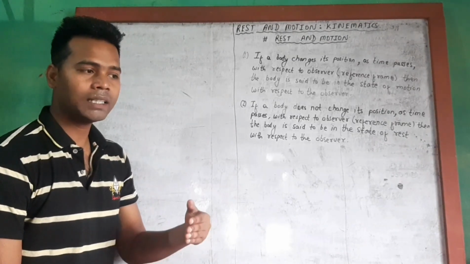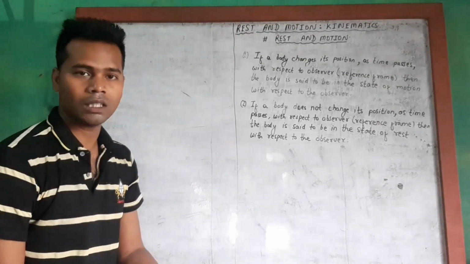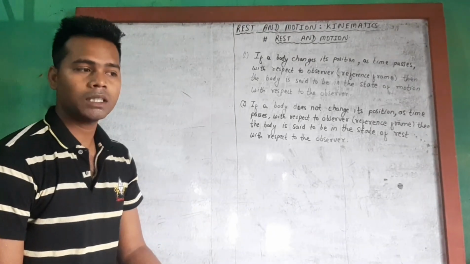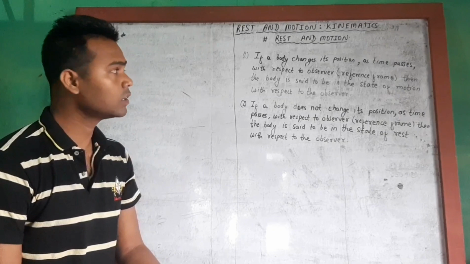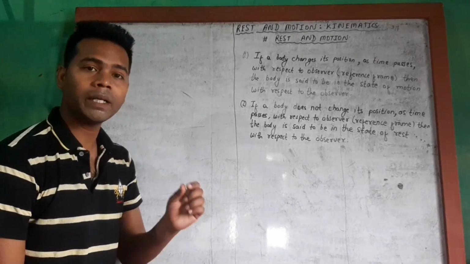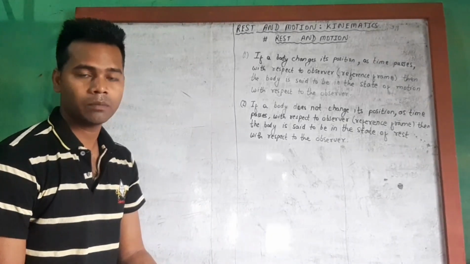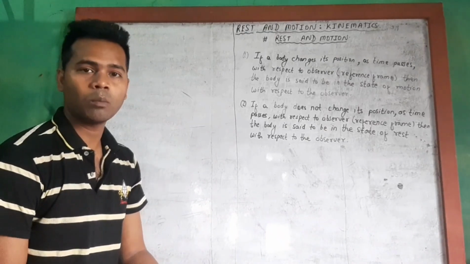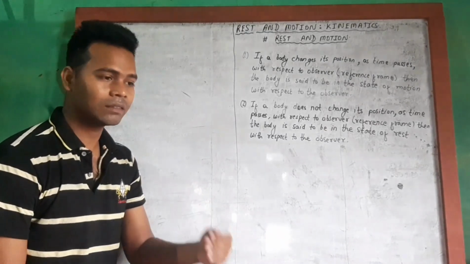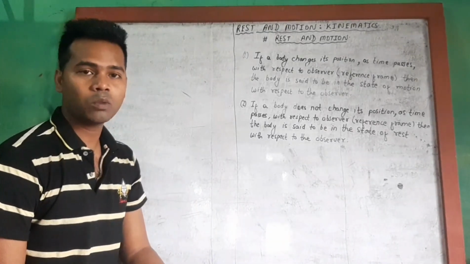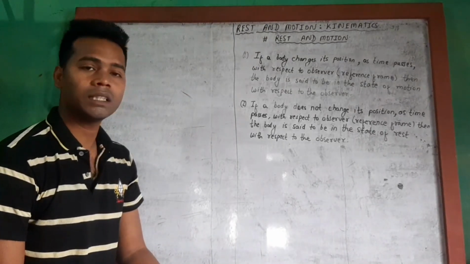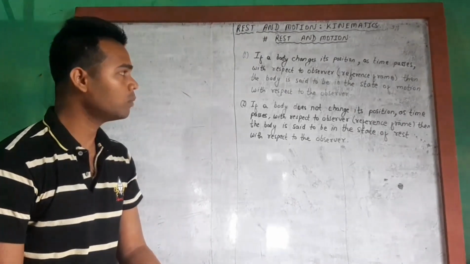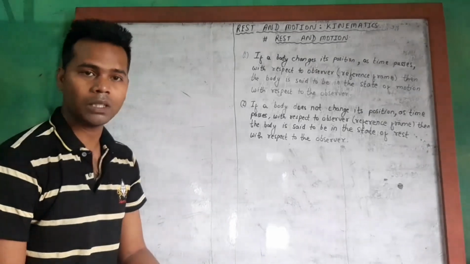But defining these terms in this way is not the correct way, because we have already studied that the terms rest and motion are dependent on the observer, because for one observer the body may be moving or not moving. That's why the rest and motion terms are dependent on the observer. Let us take one example.